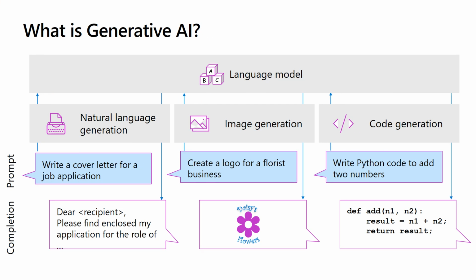Generative AI is a subset of artificial intelligence where models create original content in response to natural language prompts. It can generate text, images, and code, such as writing cover letters, creating logos, or developing Python code. Applications take in natural language input and return responses in various formats, including natural language, images, and code.